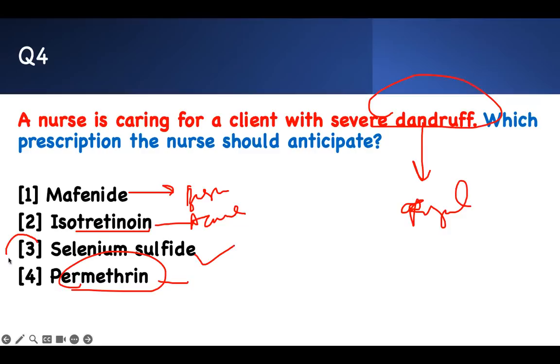So this one. You see how this is the way they would say the question. If you recognize the medication, you can just eliminate it. Dandruff, I'm taking antifungal. And selenium sulfide is a form of antifungal, like I told you. Straightforward, right?